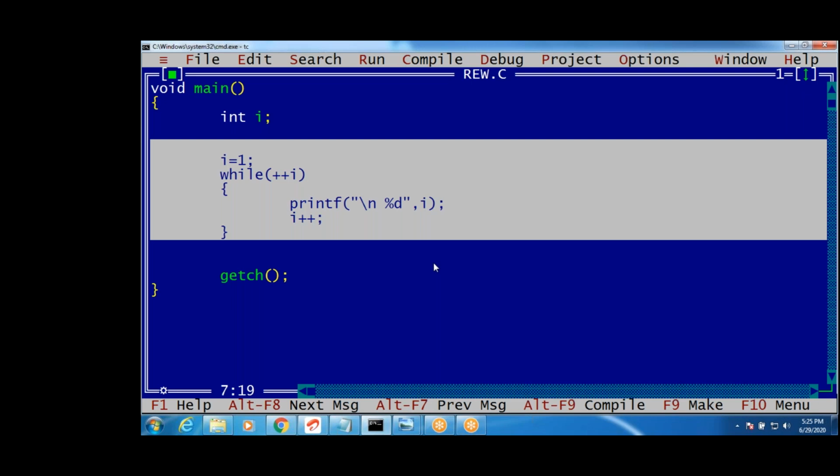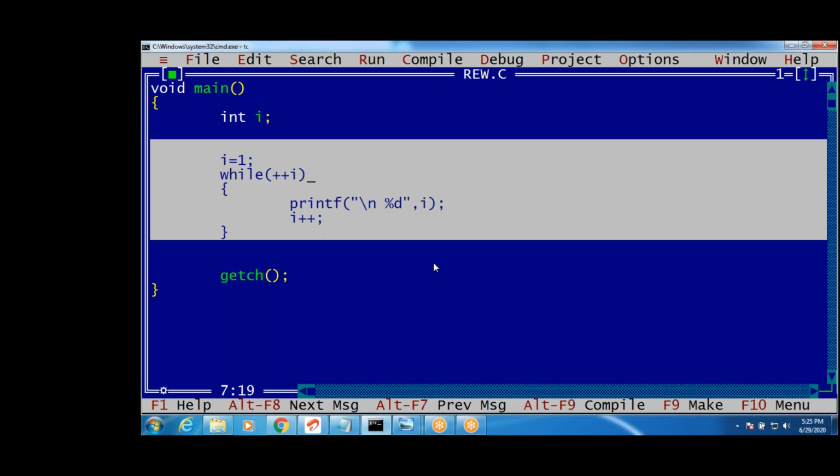Why, Shiva? Plus plus I means what? The answer will be 2, right? While 2 means true. Then it will be printed. 2 will be printed. 3, 4 will be printed. 6 will be printed. Right? I want to give a sleep of 1 second delay. Which values is it going to print? First, how does it print, guys?